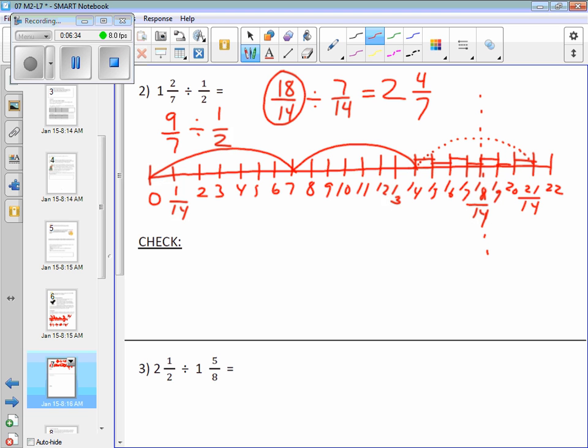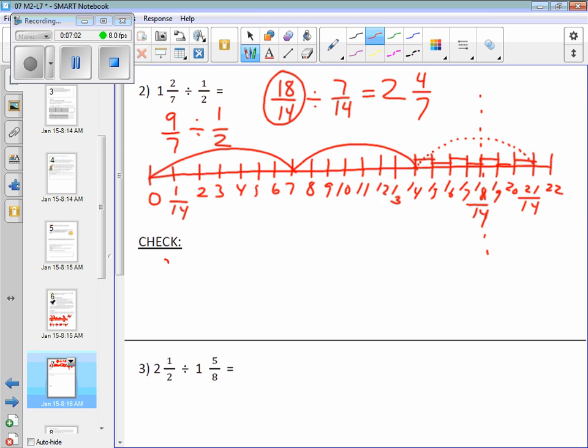It's 2 4/7. How many of you got that one right? Oh boy, why? Did you get 2 4/7 when you did keep change flip? All right, let me do keep change flip and tell me if you got it right. When you have a mixed number, you have to change it into an improper fraction first. I can't make 1 2/7 into 1 and 7/2. Don't do that.